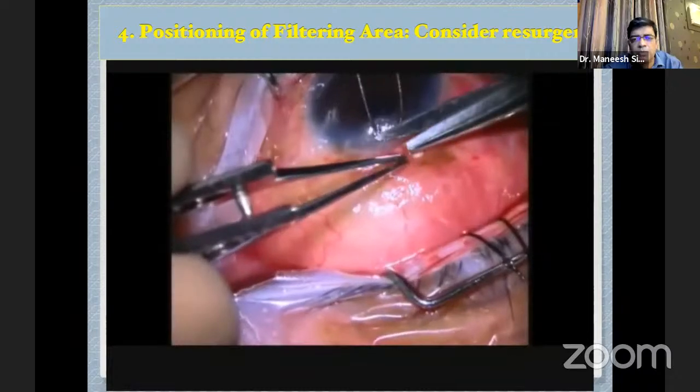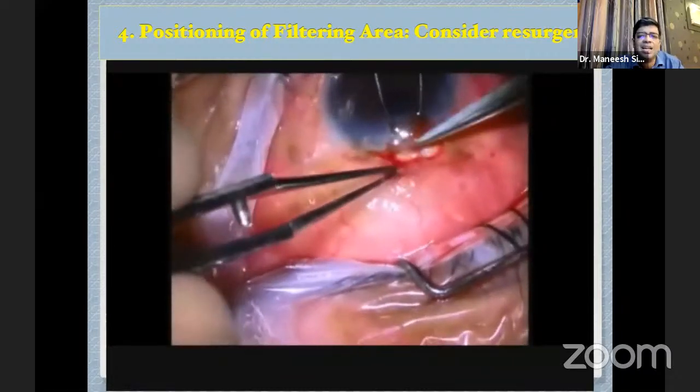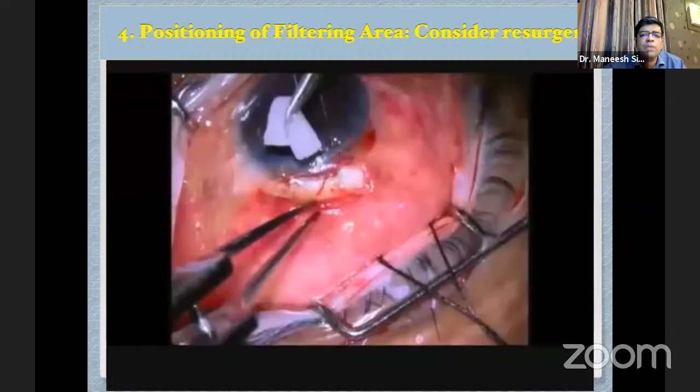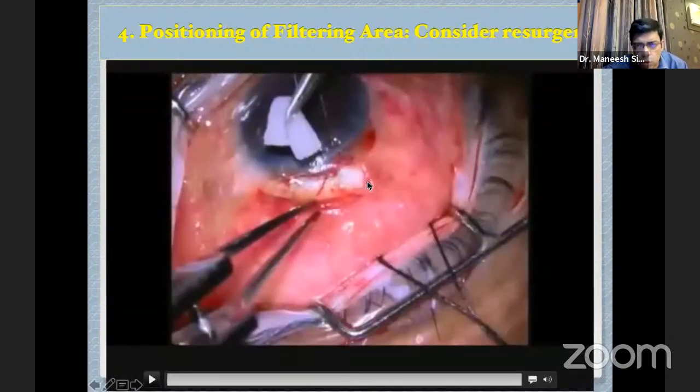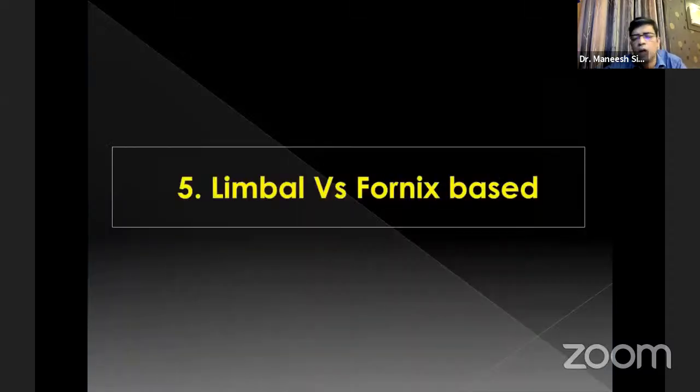Positioning of the filtering site is again very important. Whenever you're doing a trab, try to do it either supranasally or supratemporally. Don't dissect a large area of conjunctiva, because this is a patient I'm showing. This is actually the third trab we are doing in this patient. So remember, even if you are the best surgeon, the trabs will fail. A lot of trabs will fail over time. So always keep some conjunctiva healthy for future surgeries. Don't damage a large area of conjunctiva so that you can't do a repeat trab in future.